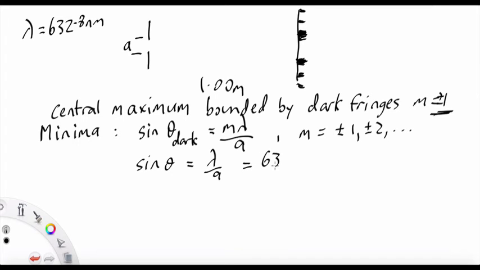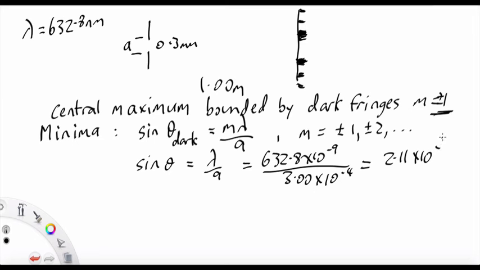Now we know lambda, it is 632.8 times 10 to the minus 9. a, we are told, is 3 times 10 to the minus 4 because it was 0.3 millimeters. So that gives us 2.11 times 10 to the minus 3. Now we're making our small angle assumption that sine theta is about equal to tan theta, which is y over d. So that gives us y over d equals 2.11 times 10 to the minus 3.